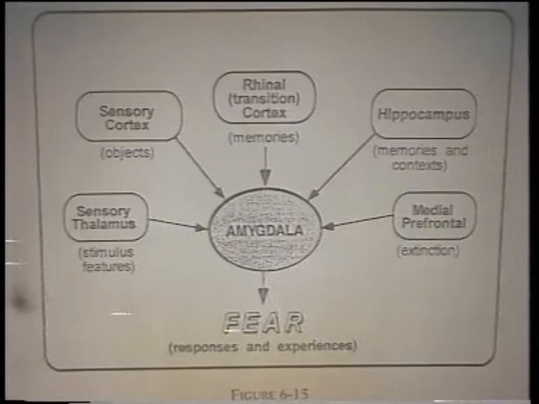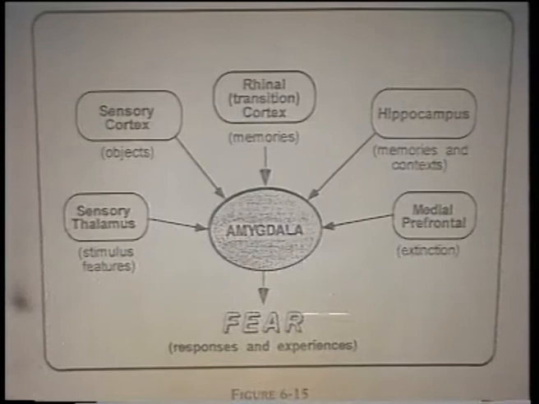So the sensory thalamus sends stimuli. The sensory cortex tells us what objects they are. The rhinal cortex helps us with memories of those objects in the past, in addition to stimuli from the hippocampus, memories and contexts. And then the medial prefrontal areas seem to be what make us conscious human beings.